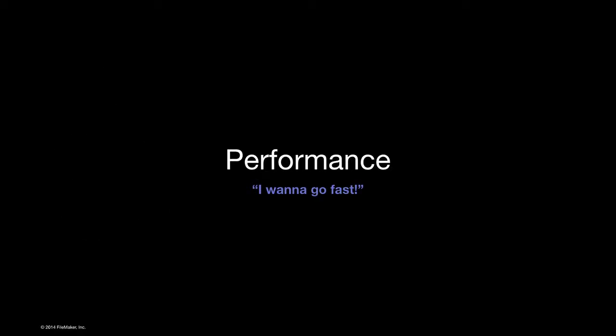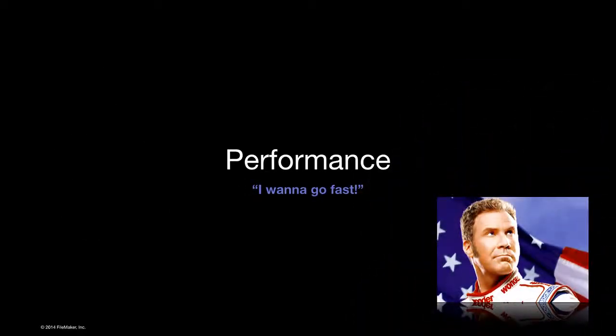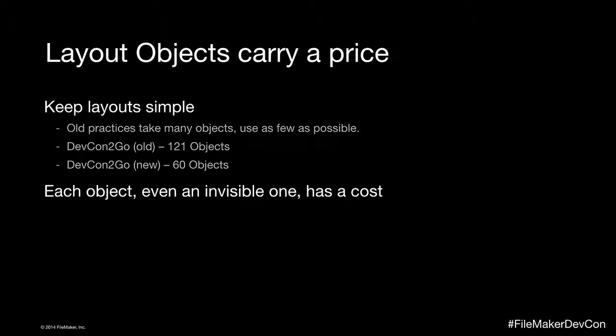Okay, so now I want to talk a little bit about performance with respect to layout objects. The first thing I want to say is that layout objects carry a price. Every object you add to your layout is going to slow it down just a little bit. They all take up a little bit of data. When you're downloading your layouts, especially over a slower connection, every object has bits along with it. Those have got to come down over the wire, over the air. By simplifying your layouts, you can speed things up. And we've given you a lot of tools in FileMaker 12 and 13 to reduce the number of layout objects you need to use.